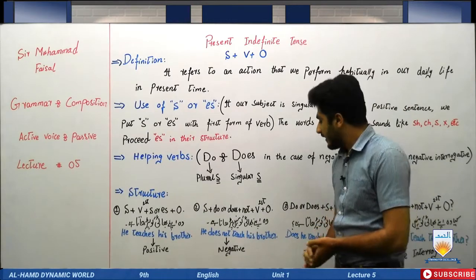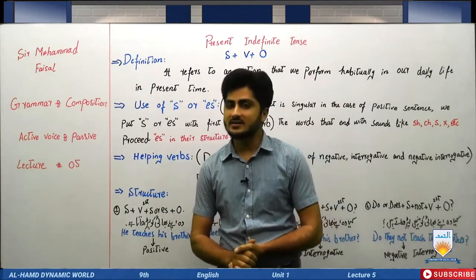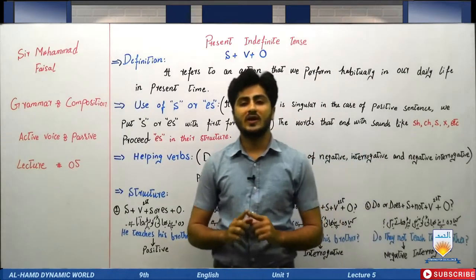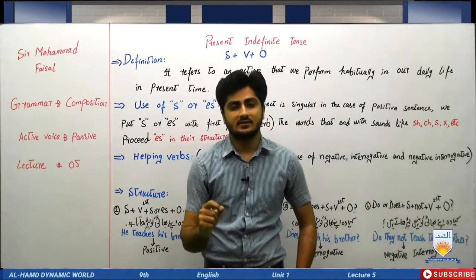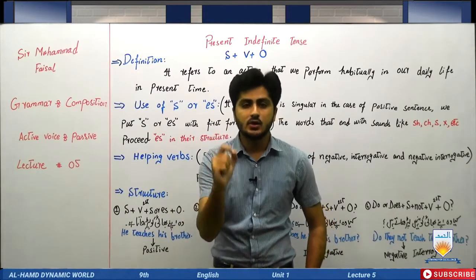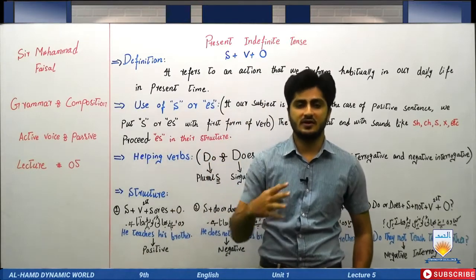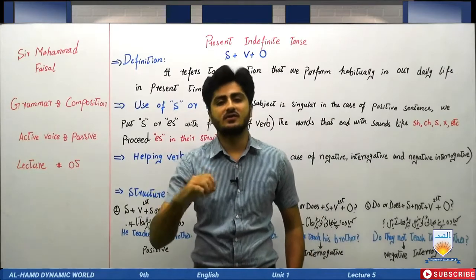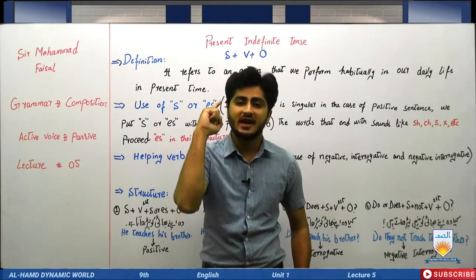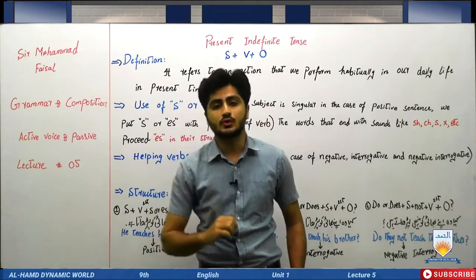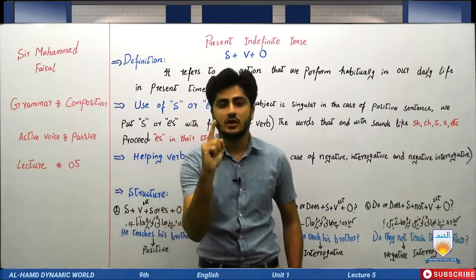अब आप देख सकते हैं कि यहाँ पे हमने वर्ब की जो फर्स्ट फॉर्म है उसके साथ एस या ई एस का इजाफा नहीं किया। Why? What is reason? I have told you, s and es are only used in the case of positive sentences in this tense, present indefinite. In the case of negative sentences, interrogative sentences and negative interrogative sentences, we don't use s or es with the first form of verb. This is in fact its rule.